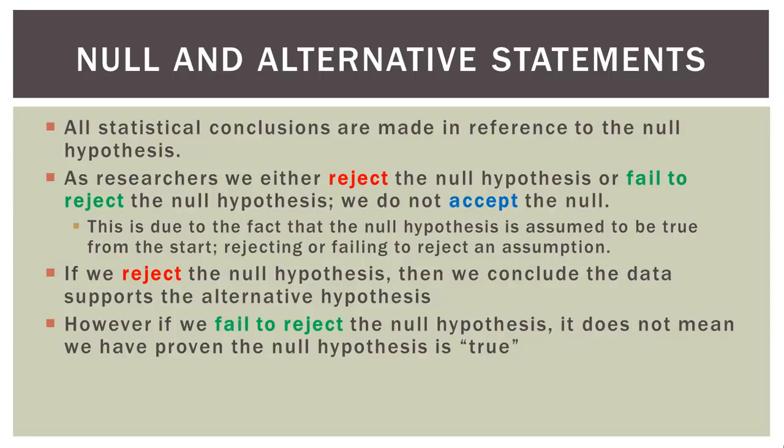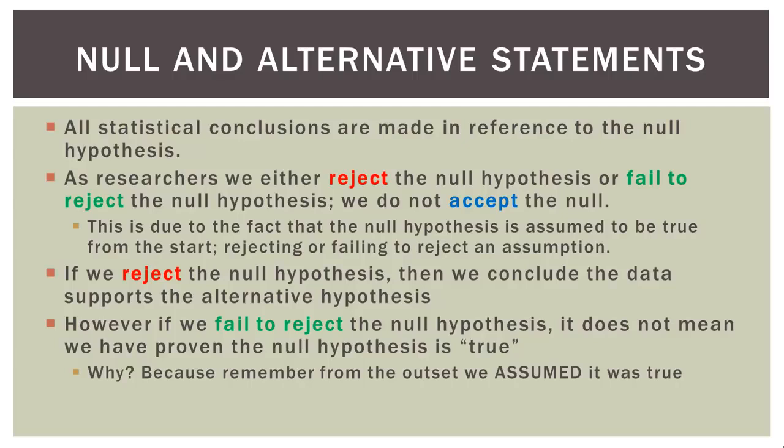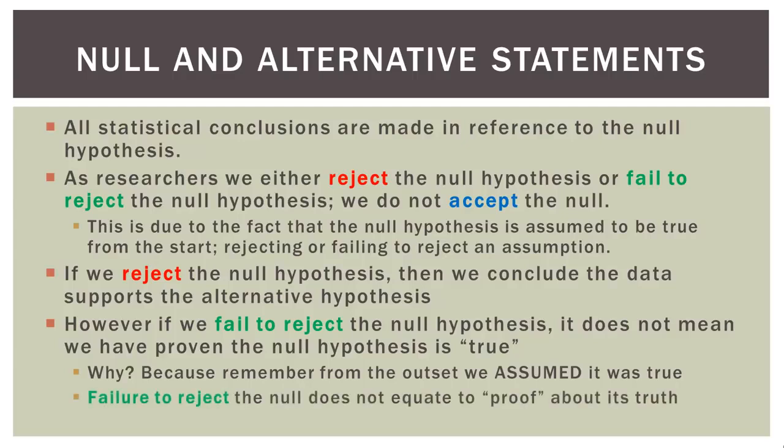So again, we're going to walk through that example here in a second, actually in the next slide. But I just want to give you an example of how we set up the null to either be rejected or fail to be rejected. And only if we reject it do we then proceed on to the alternative. And of course, this is because the null was assumed to be true from the outset.